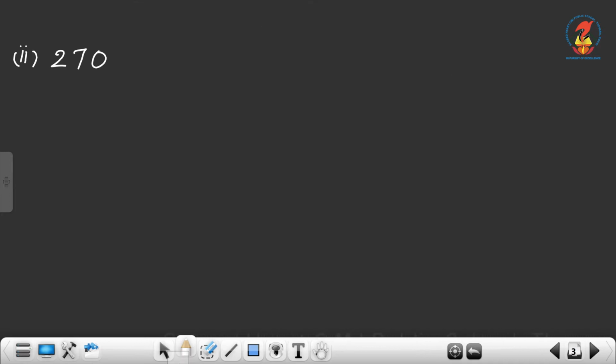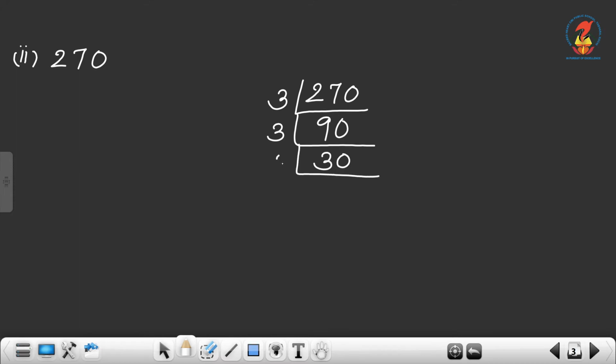Now the next one, 270. You have to factorize 270. We can start with 3. 3 nines are 27, then a 0, 90. Then with the 3, 3 threes are 9, 0, then 30. Again with the 3, we get 10. Then we can do with 2, 2 fives are 10, with the 5, 1.